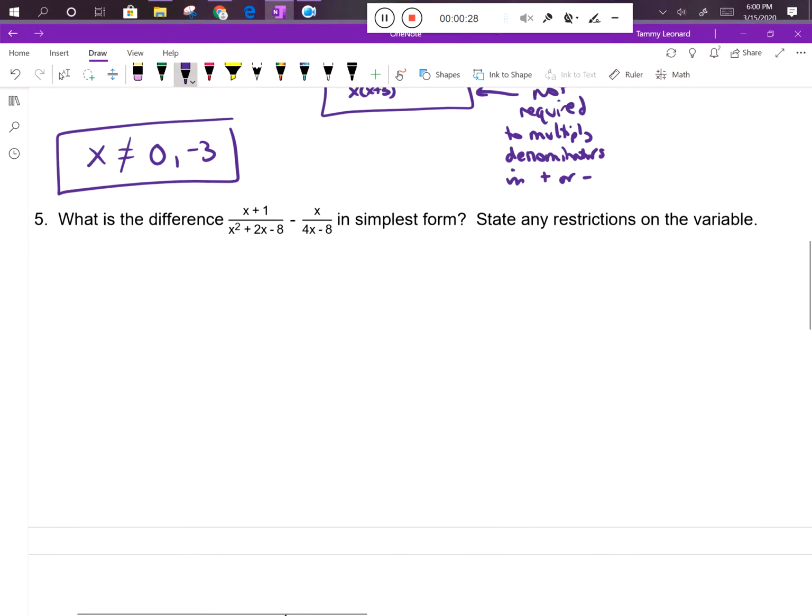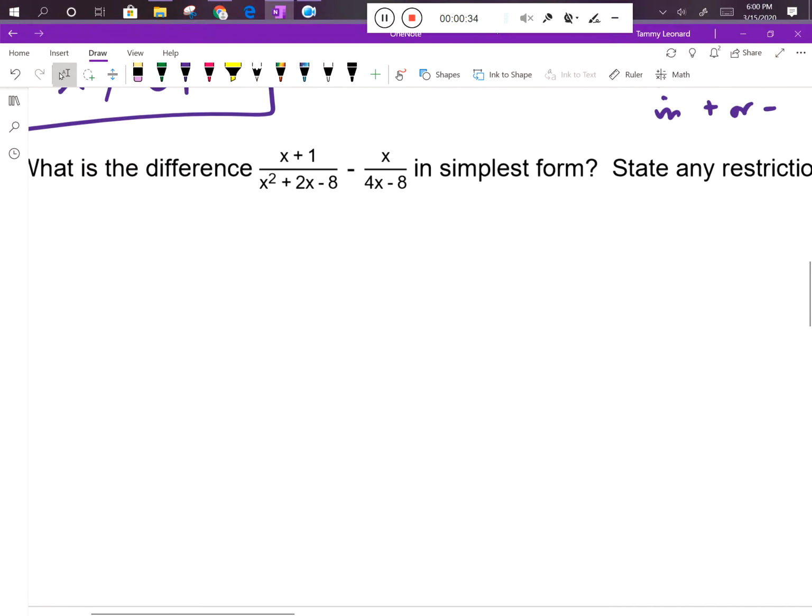Let's look at number 5. What is the difference? So we're subtracting these two. Just like we did before, we want to start by factoring. The first denominator could be x minus 4 times x plus 2, and the second denominator will factor out of 4. We'll have x minus 2. As I'm looking at that, I don't see any factors in common within that denominator, so that means our LCM is going to be fairly large.